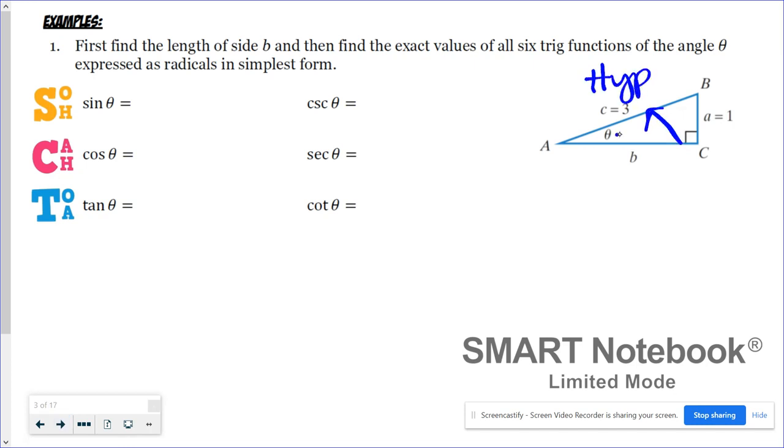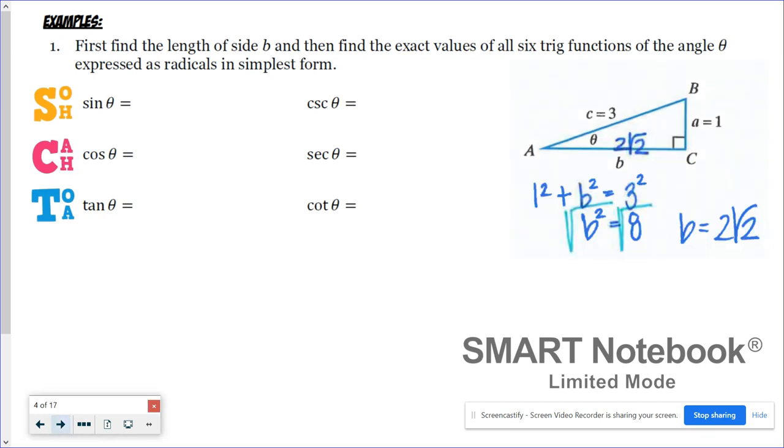You also know the side opposite theta, so that's the opposite. So what you're missing is the adjacent side, but that's okay because of the Pythagorean theorem. So we do the Pythagorean theorem, and we end up with the missing side b being 2 root 2. So now we're ready to find the exact values of all 6 ratios. And that's really easy to do.